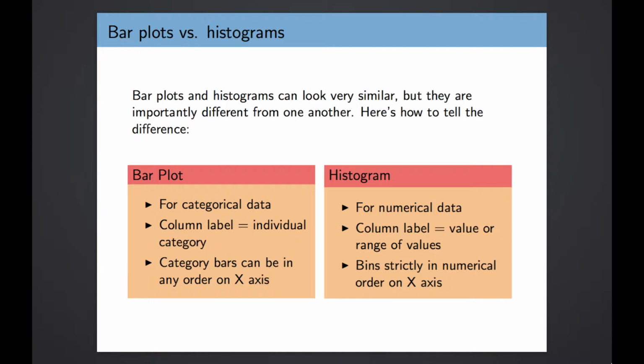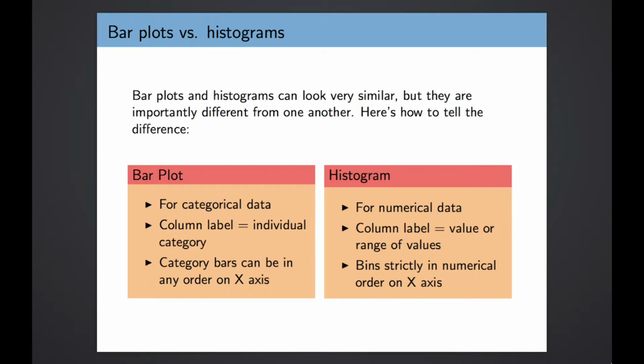You've probably noticed that bar plots can look a lot like histograms, and this is even more obvious when you have more than two categories. So even though bar plots and histograms can look very similar to each other, they do have important differences. So let's go over those differences pretty quickly. The biggest difference between a bar plot and a histogram is that a bar plot is for representing the distribution of categorical data, whereas we use a histogram to represent numerical data.